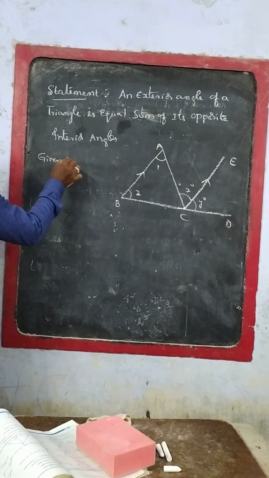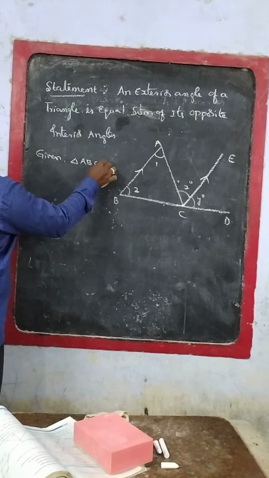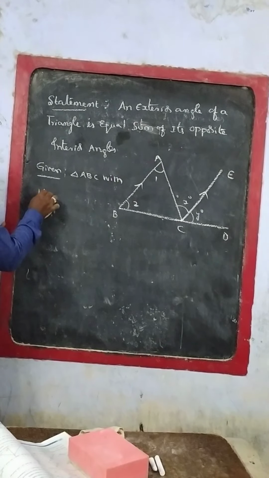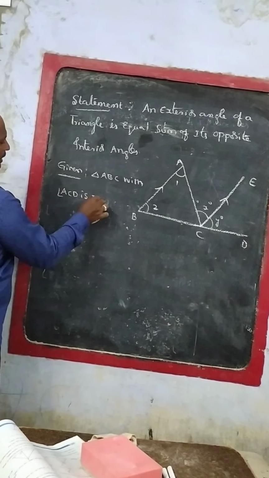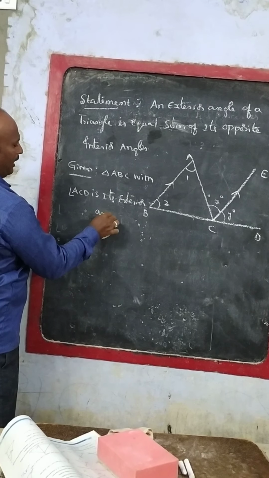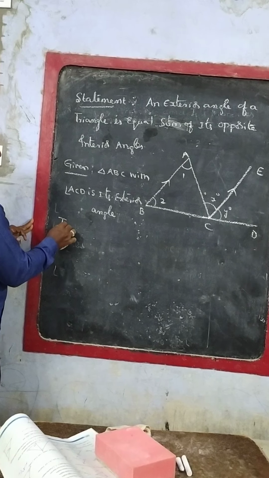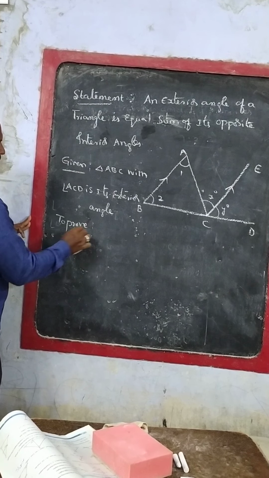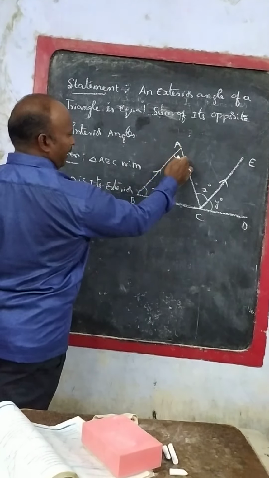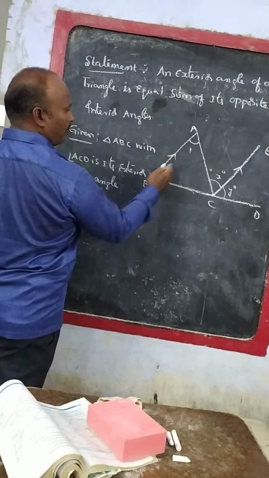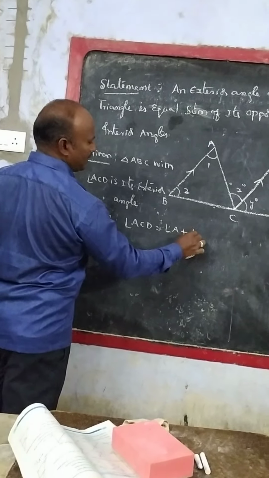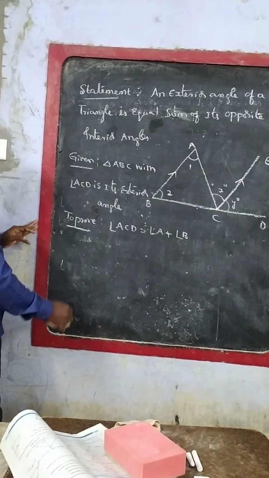Given: in triangle ABC, angle ACD is its exterior angle. To prove: we have to prove that angle ACD is equal to angle A plus angle B. The exterior angle of a triangle is equal to the sum of its opposite interior angles. That means angle ACD is equal to angle A plus angle B.